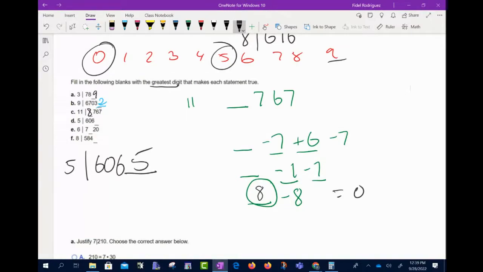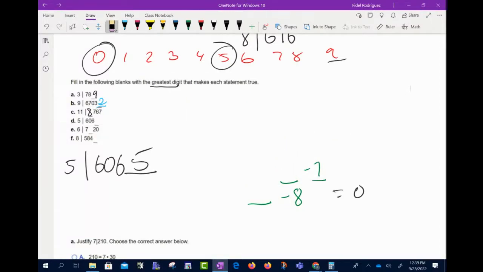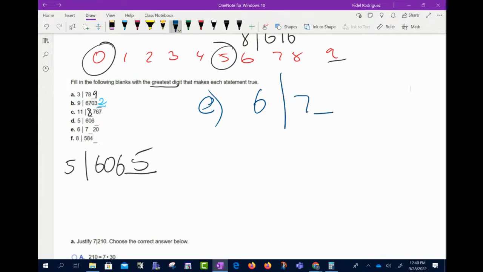All right, now let me do part E. So I'm going to clean up some of this mess again, okay? And let me do part E. Part E. Oh no, pen, come on, there we go. Part E is 6 is dividing into 7,000 blank 20.